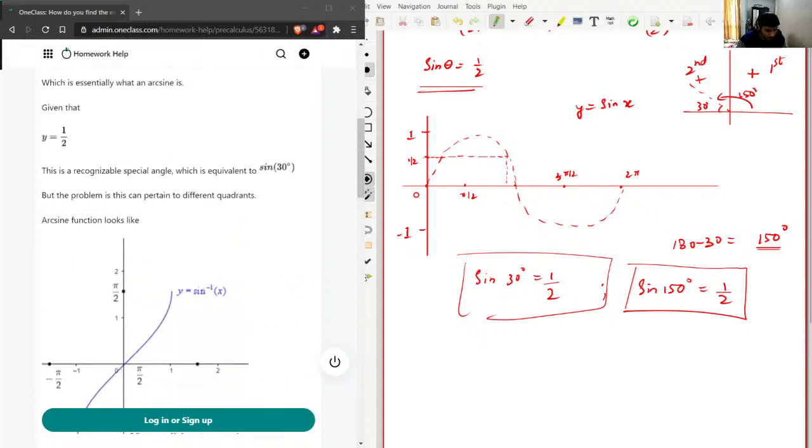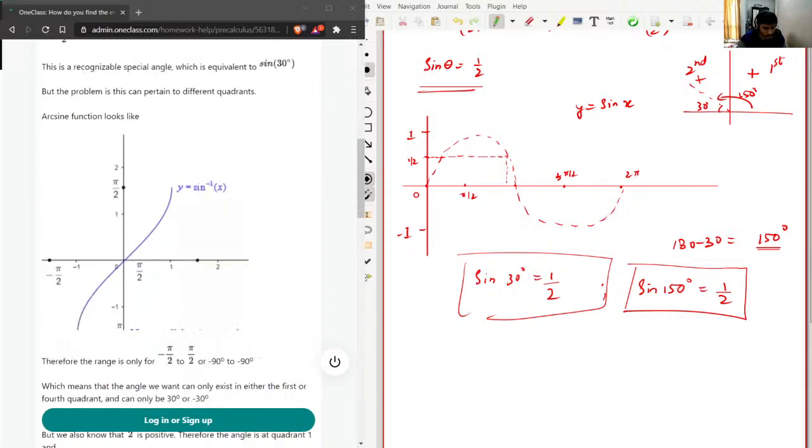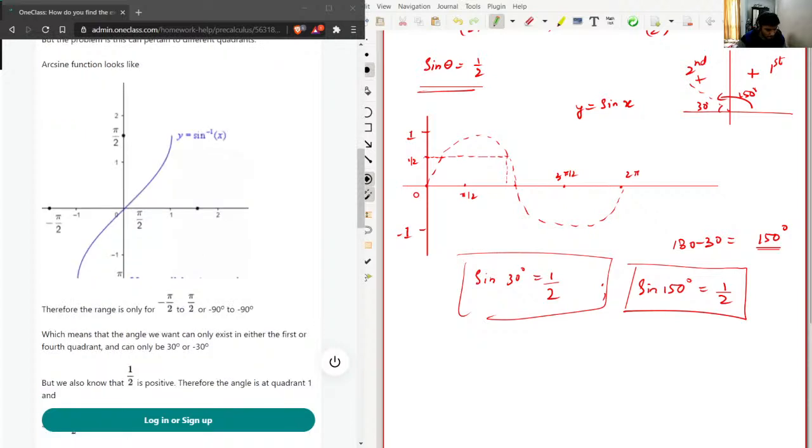Okay, but the problem is this can pertain to different quadrants. The arcsine function looks like this.